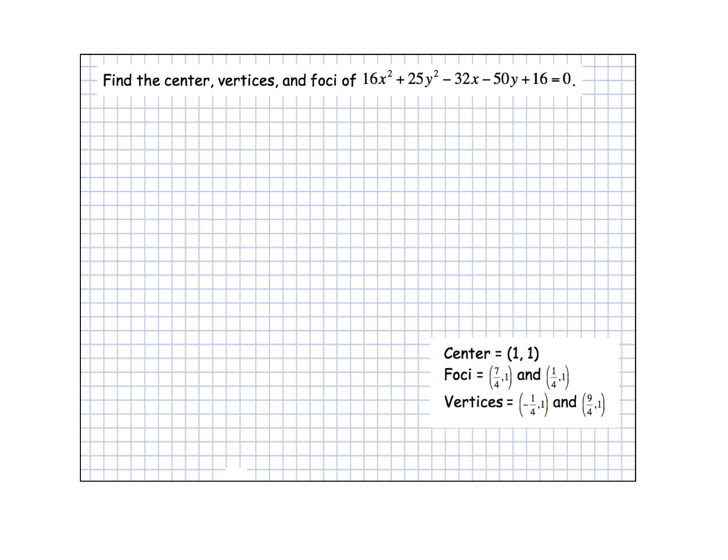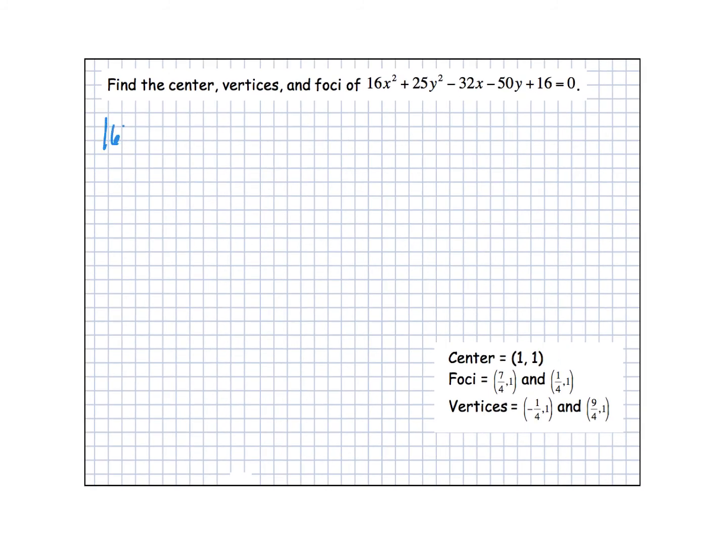We have to complete both squares, okay? And then we have to find our key values, A, B, and C, ultimately, in this one. So group your X's and your Y's. Get that constant out of there. And then figure out what values you need to add to both sides to complete your squares.